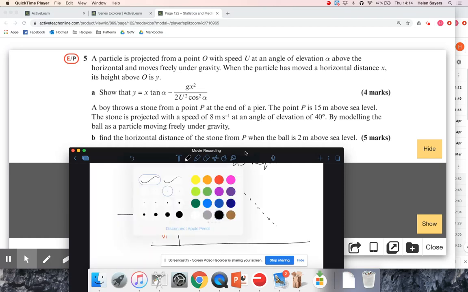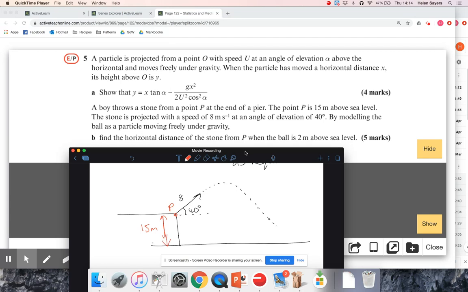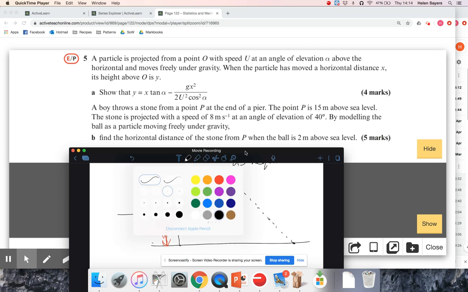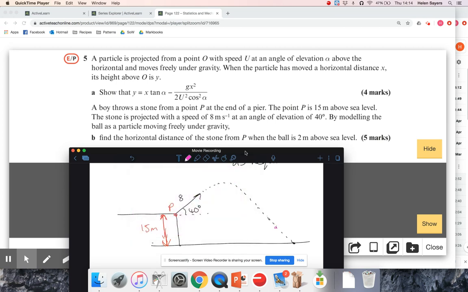They told me in the question that he was throwing it from 15 meters above sea level. And that's the stone, so that's where it hits the water. And they're asking me about when it's 2 meters above sea level. So that's not 2 meters above where he threw it. That's 2 meters above sea level. And they want to know its horizontal distance at that point. So they basically want the value of X.